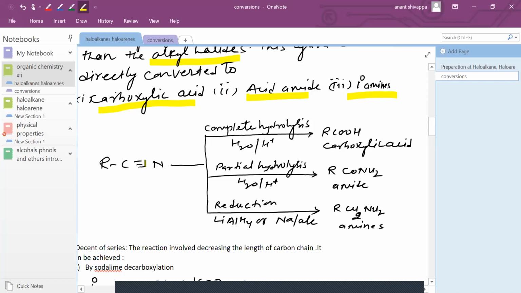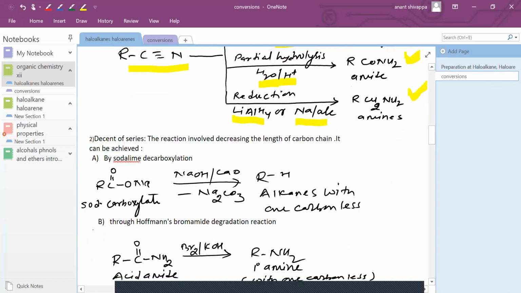When cyanide undergoes complete hydrolysis in the presence of dilute acid, you will get carboxylic acid. When cyanide undergoes partial hydrolysis in the presence of concentrated acid, you will get amide. When cyanide undergoes reduction either in the presence of lithium aluminum hydride or sodium and alcohol, then you will get amines. So these are the important compounds which you obtain from cyanide. So you see, alkyl halide can be converted into carboxylic acid, amide, and amines.